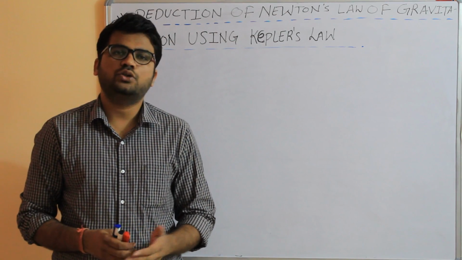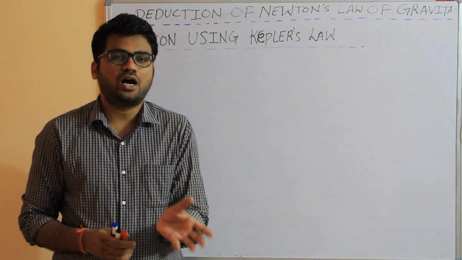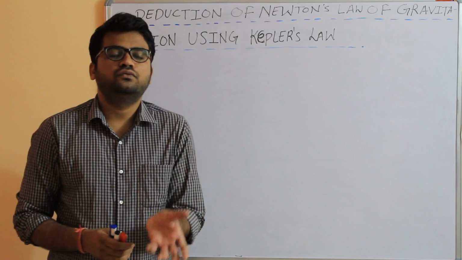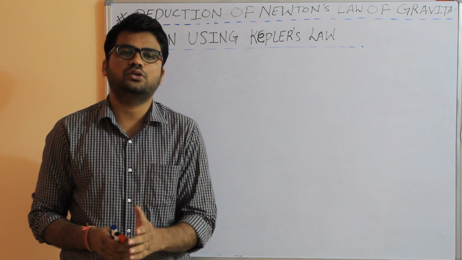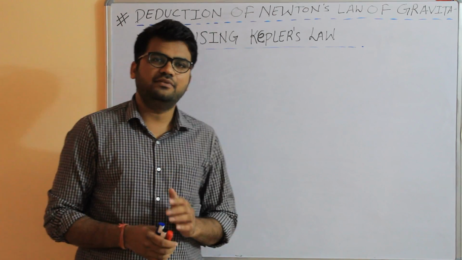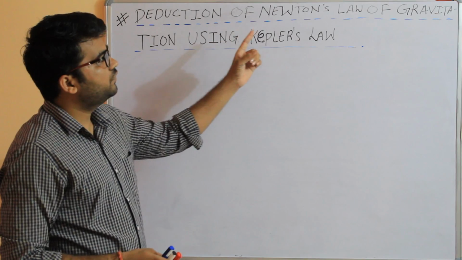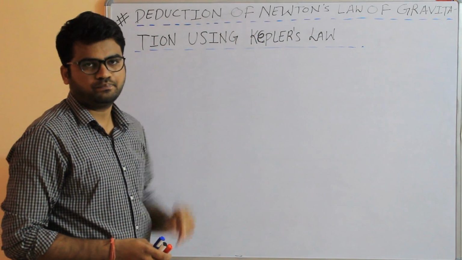In the last video we saw Newton's universal law of gravitation. Now we will see how, by using Kepler's laws, Newton concluded that force is directly proportional to the product of their masses and inversely proportional to the square of the distance between them. So today we'll see the deduction of Newton's law of gravitation using Kepler's law.